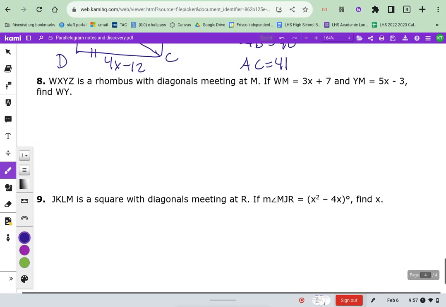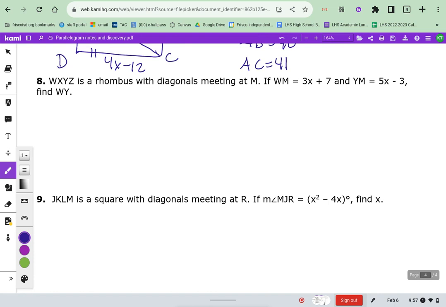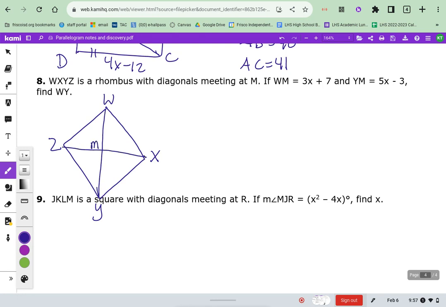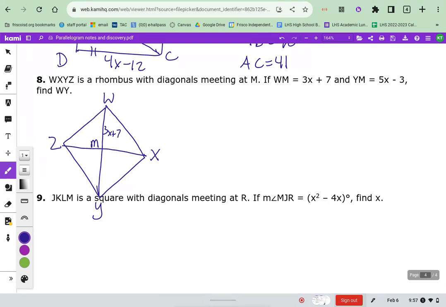Okay. WXYZ is a rhombus with diagonals meeting at M. So I'm going to draw my best rhombus here. I hope that you drew pictures for these too. It's WXYZ. Draw in my diagonals meeting at M. WM is 3x plus 7, and YM is 5x minus 3, and we know that diagonals bisect each other in a rhombus. So 3x plus 7 equals 5x minus 3, so x is 5.